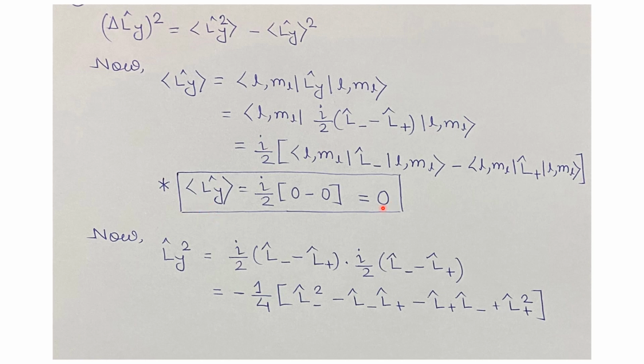Now the Ly cap squared operator can be written as i/2 times (L minus cap minus L plus cap) times the same thing, that is i/2 times (L minus cap minus L plus cap). After multiplication we will get minus 1/4 times (L minus squared minus L minus L plus minus L plus L minus plus L plus squared).